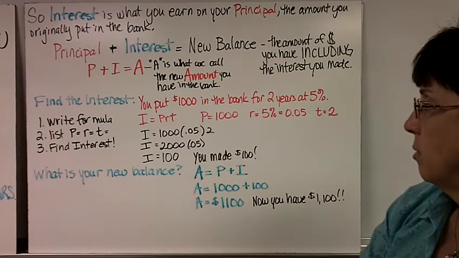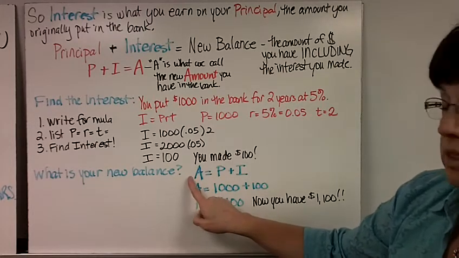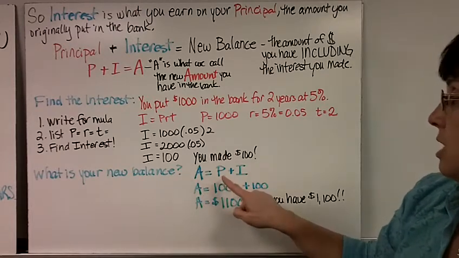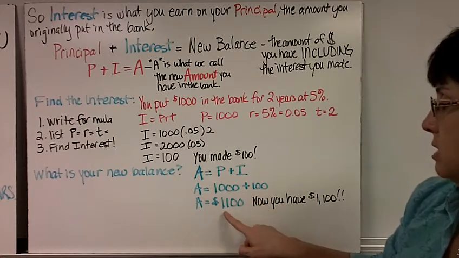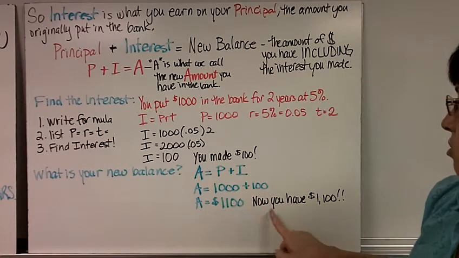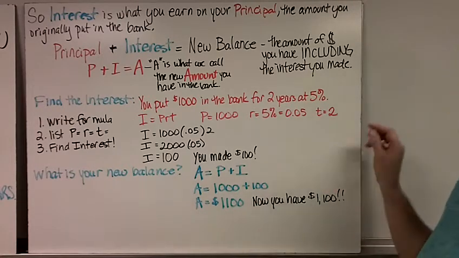So what is your new balance? Well, the amount you have in total is the principal plus the interest. So 1,000 plus 100 is 1,100. So now you have $1,100. That's pretty good.